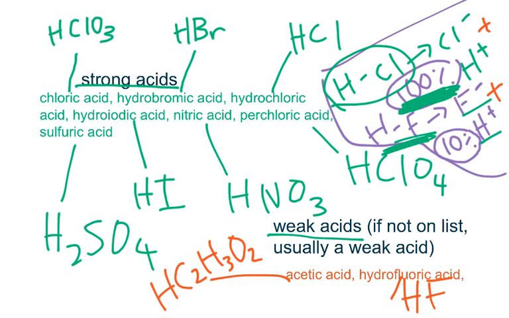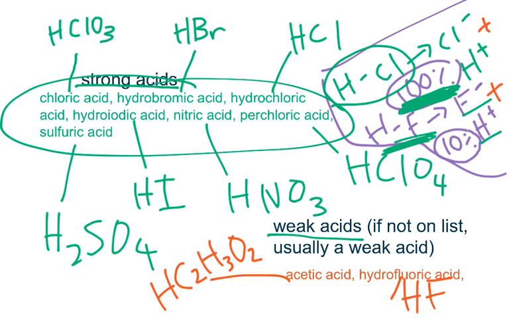So in order to identify strong acids versus weak acids, you simply memorize all this as being the strong acids, and anything that's not on the list is usually a weak acid. And for our purposes, this will almost always occur. So for example, if you see acetic acid, that's not on this list, so it's a weak acid, because it does not ionize 100% of the time.